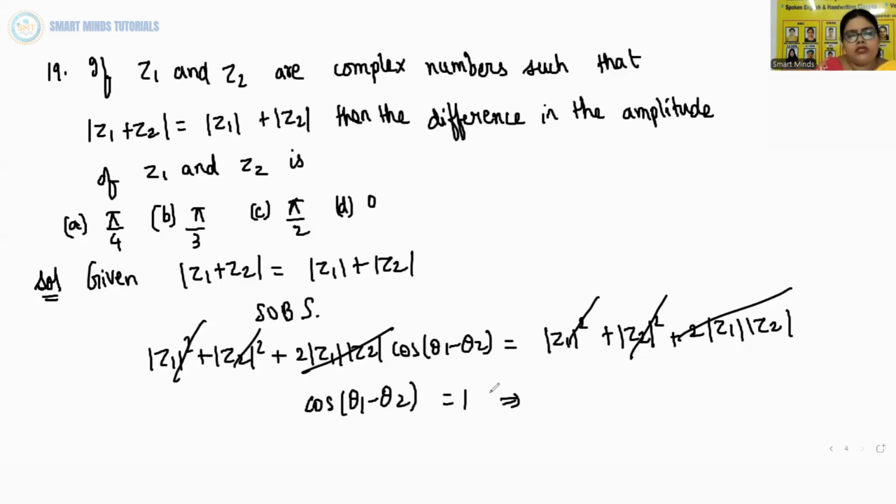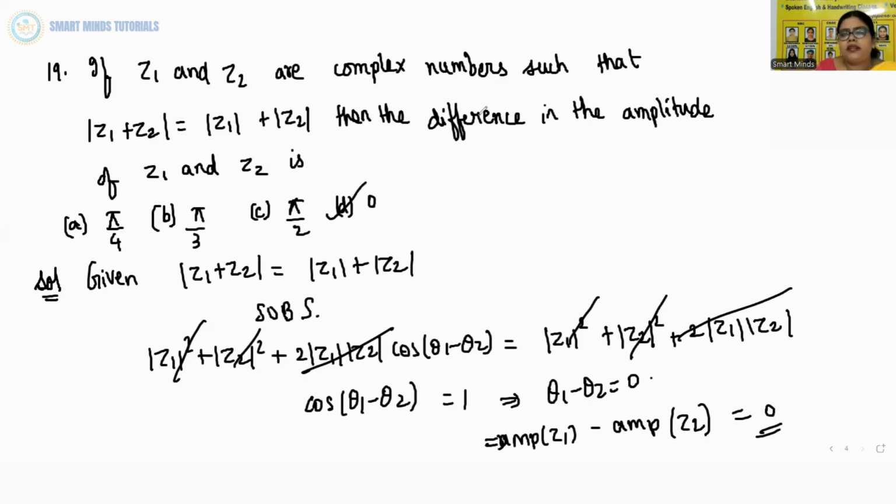So when is cos theta equal to 1? It is at 0 degrees, right? So theta 1 minus theta 2 is equal to 0, which implies amplitude of Z1 minus amplitude of Z2. Theta 1 is nothing but the amplitude of Z1, theta 2 is nothing but the amplitude of Z2. This is what they are asking. So the answer is 0. Option D is the correct answer.